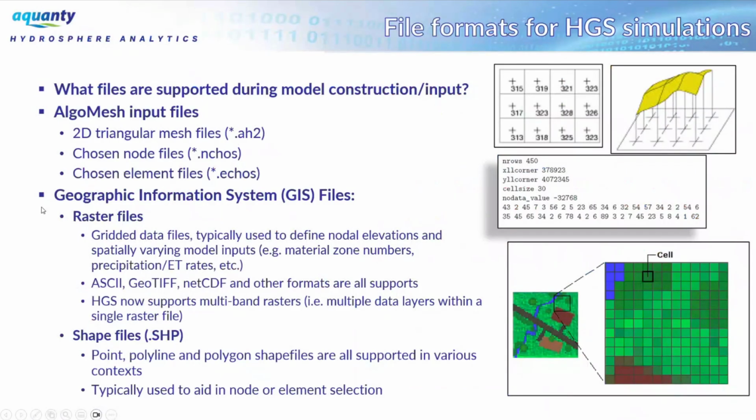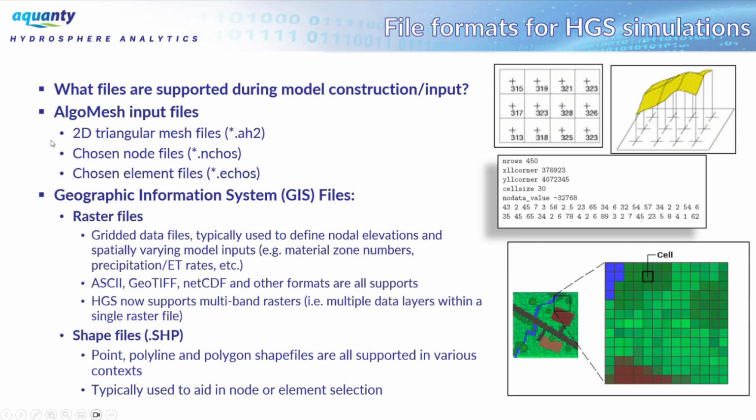So yeah, this I think covers the mesh generation. I'll also just mention, as I've mentioned already, raster files are very ubiquitously supported in HGS. We also have pretty good shapefile support, so it can help you to select different components or parts of the model mesh, whether it be points, polylines, or polygons.